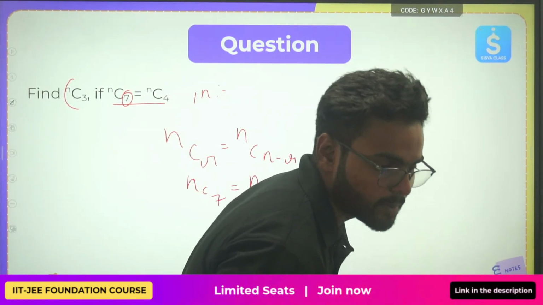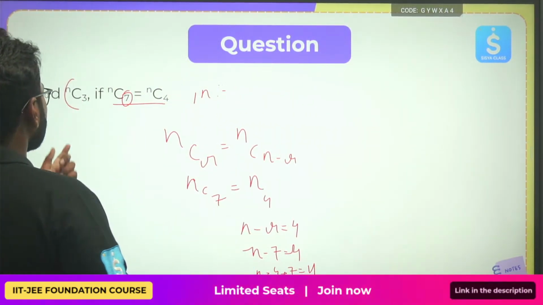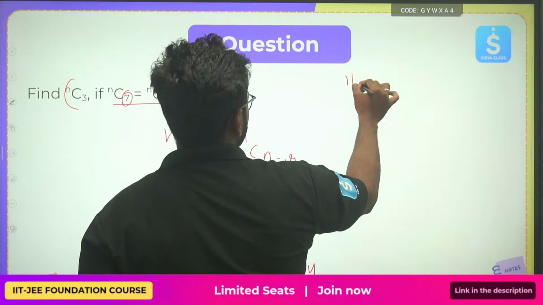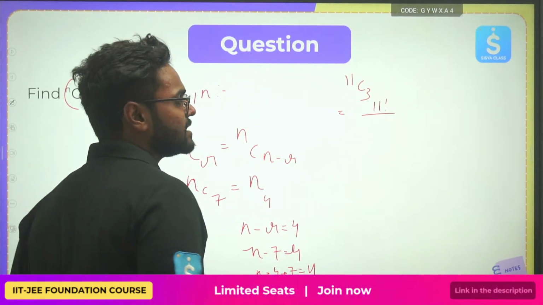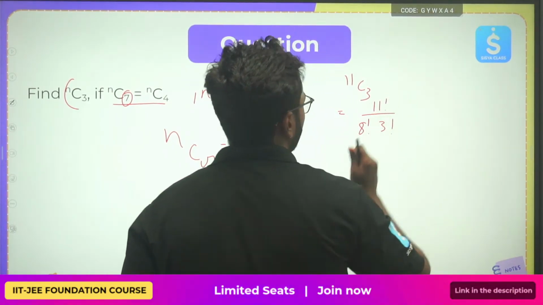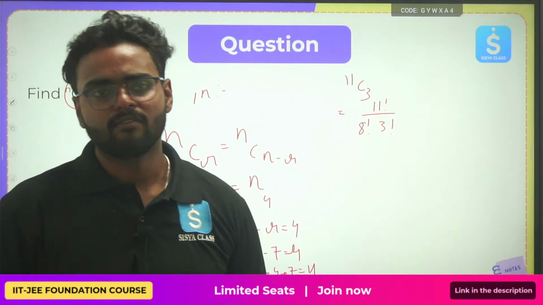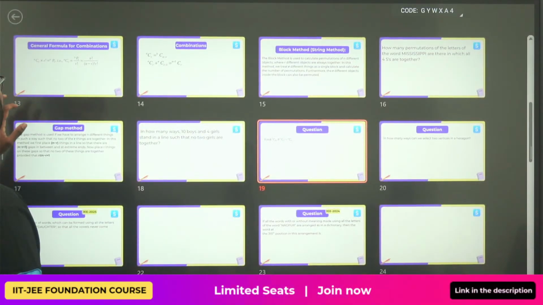And now we are asked to find the value of 11C3. You can find it: 11 factorial by 11 minus 3, which is 8, 8 factorial into 3 factorial. That is n factorial by n minus r factorial into r factorial.